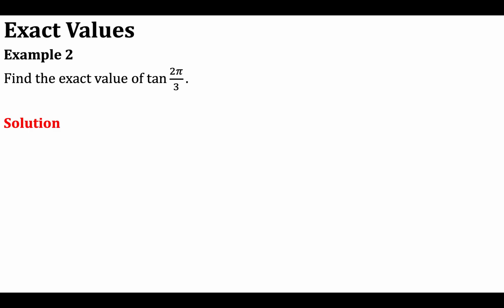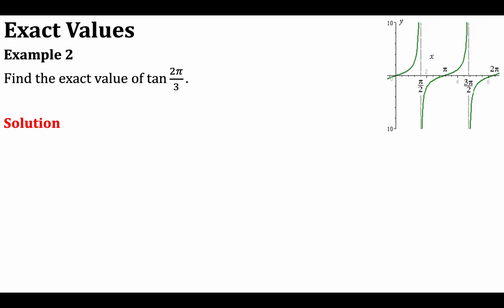Okay, welcome back folks. So we'll have a look at example 2. And this time we want to find the exact value of tan 2 pi over 3. So as always, we'll have a look at the graph first. So here is tan of 2 pi over 3. Again, maybe not quite as easily spotted this time, but it is the same as tan of pi over 3. So you can see, sorry, it's not the same, it's the negative of tan pi over 3, I should have said.